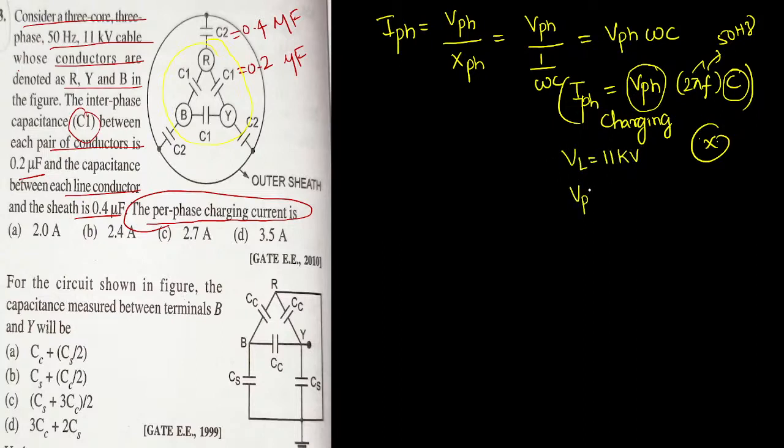So from this, per phase voltage will be equal to line voltage upon root 3. So I can say the value of per phase voltage will be 11 upon root 3 kilovolt. We know the value of per phase voltage now. Then what is the unknown data? The one and only unknown data is the capacitance per phase. You have to find out the capacitance per phase.